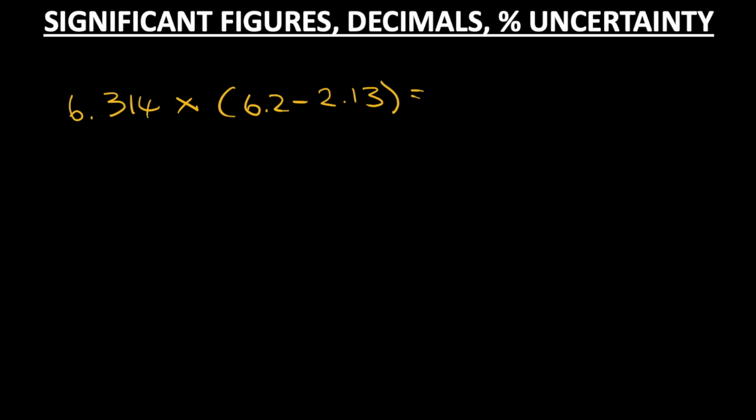Okay, so now that we understand multiplication, addition, division, and subtraction, let's lump them all together and try to figure it out. So the first thing you're going to do is what's in the brackets, and that's going to give you an answer of 4.07, still times 6.314.